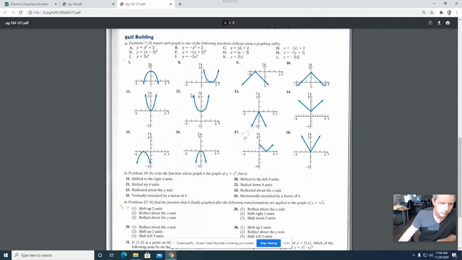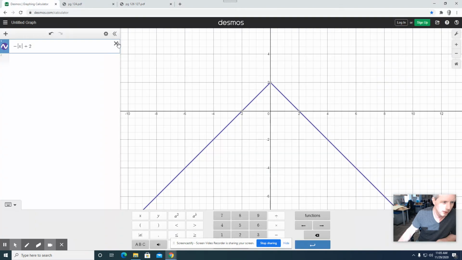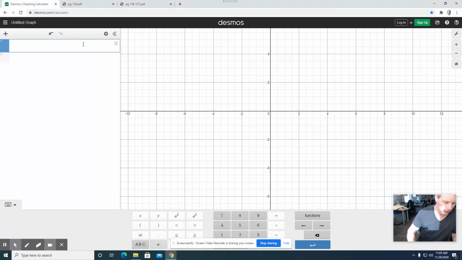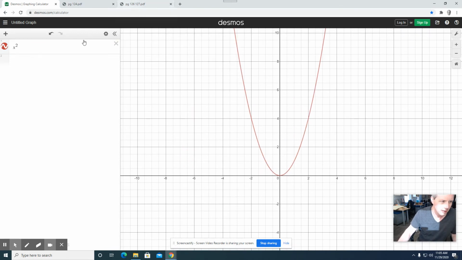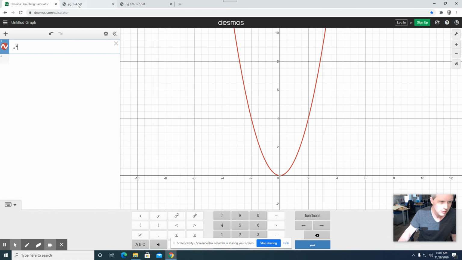Number 12. Okay, for number 12, I have the parabola again, and it looks like I have the function y is equal to x squared that has been shifted. How has it been shifted? It has been shifted up 2 units. So let me go back here. I have the function x squared. We know what that looks like. Seen that many times now. And it has been shifted up 2 units.